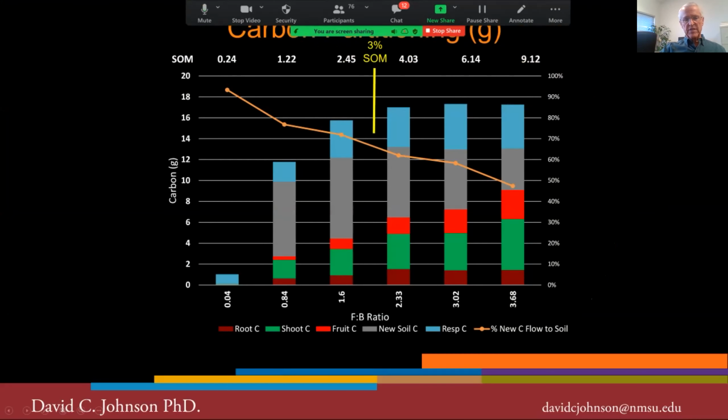When we look at the influence, as we change from a bacterial dominant system to a fungal dominant system here on the x-axis, you see an increase in productivity in the system. You see a lot of changes in the soil carbon and also respiration, but you see a consistent increase in the carbon that flows into the plant, roots, shoot, and fruit.